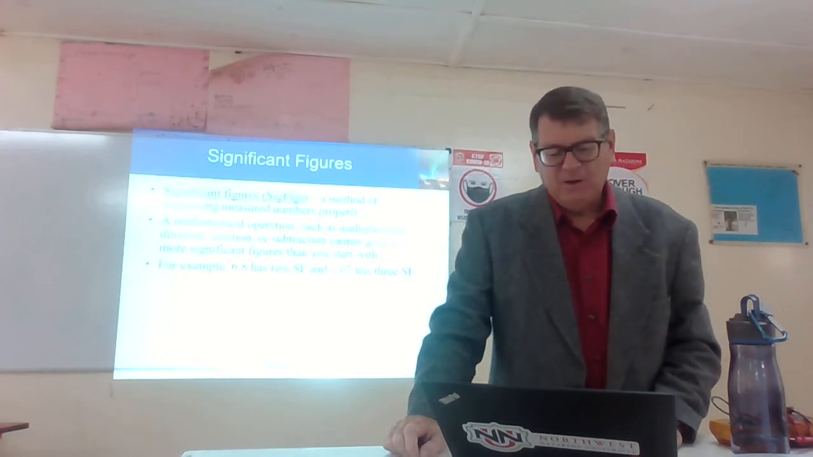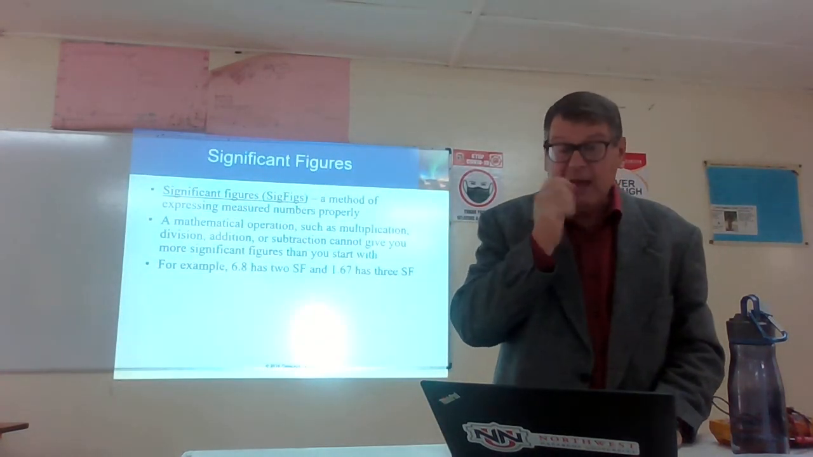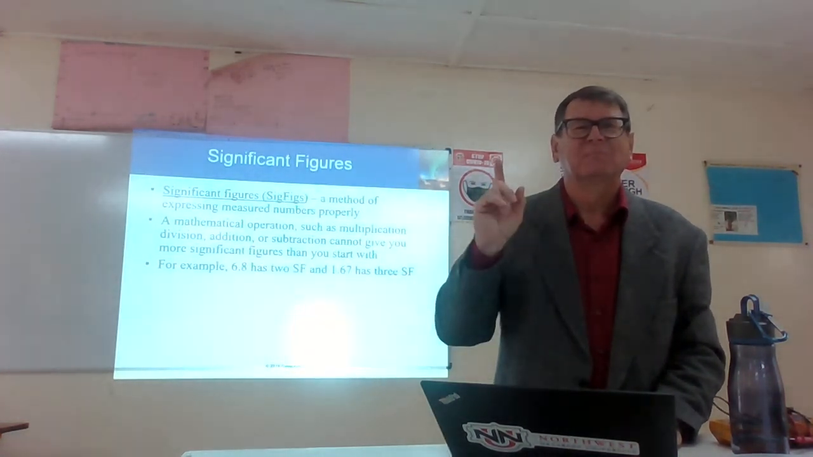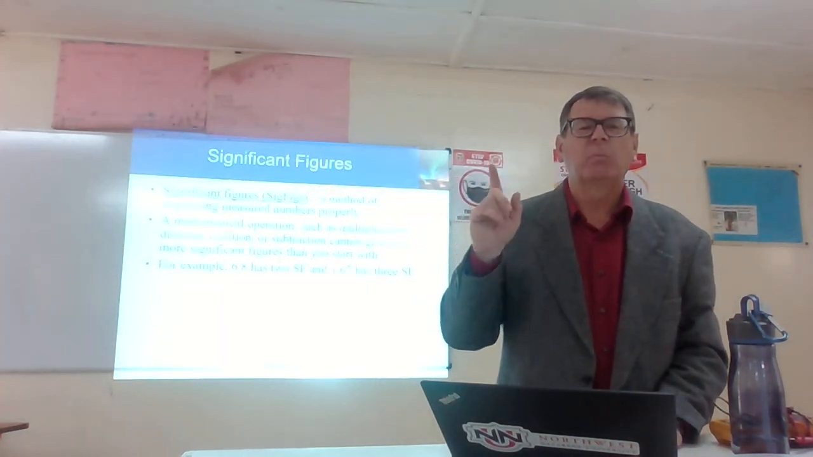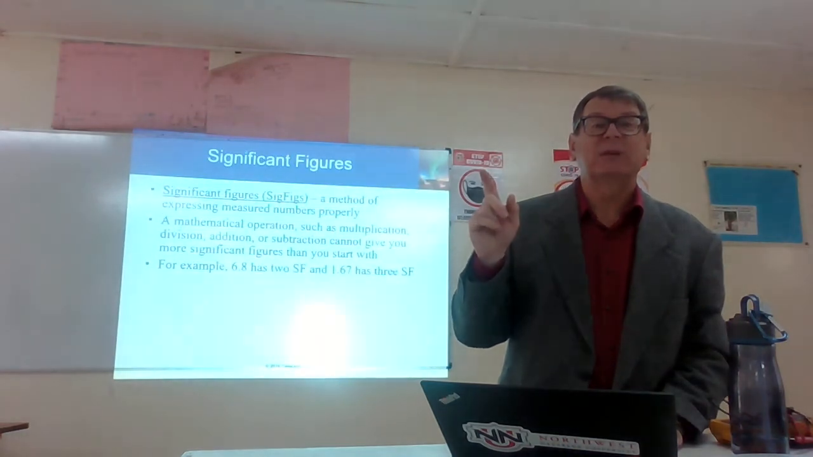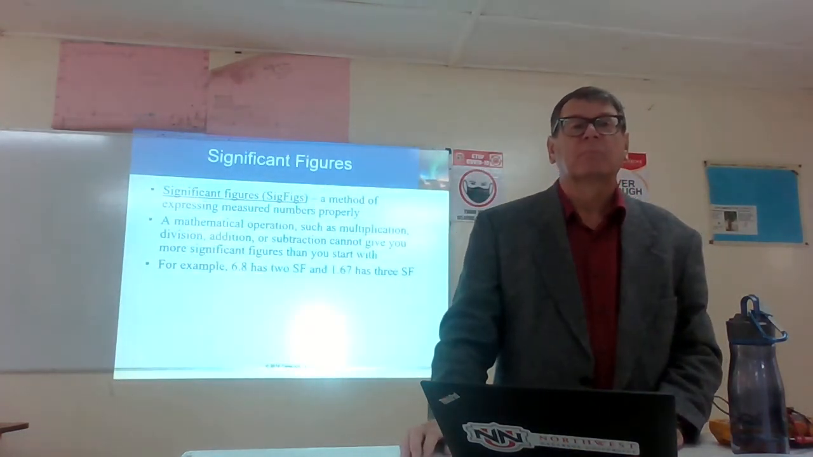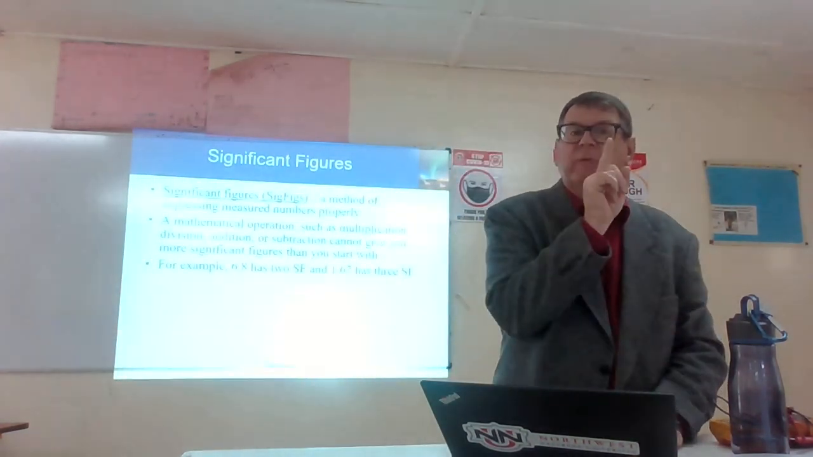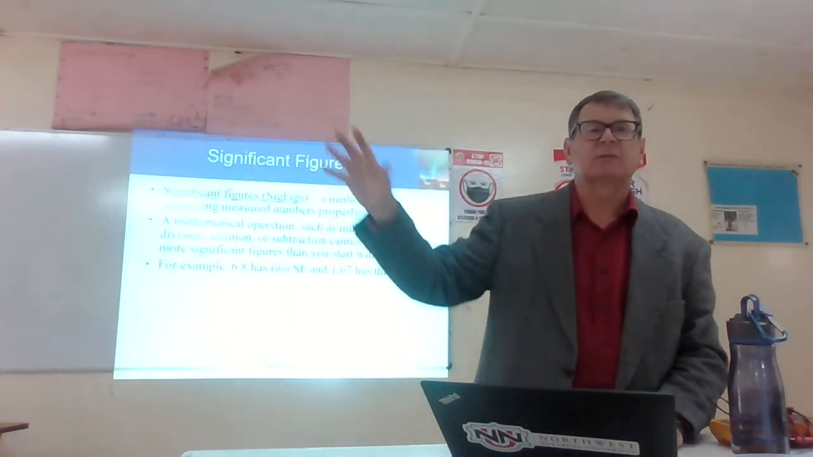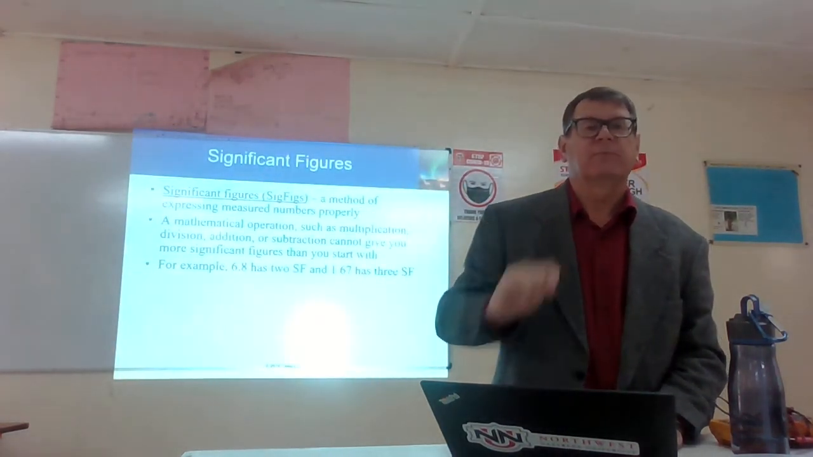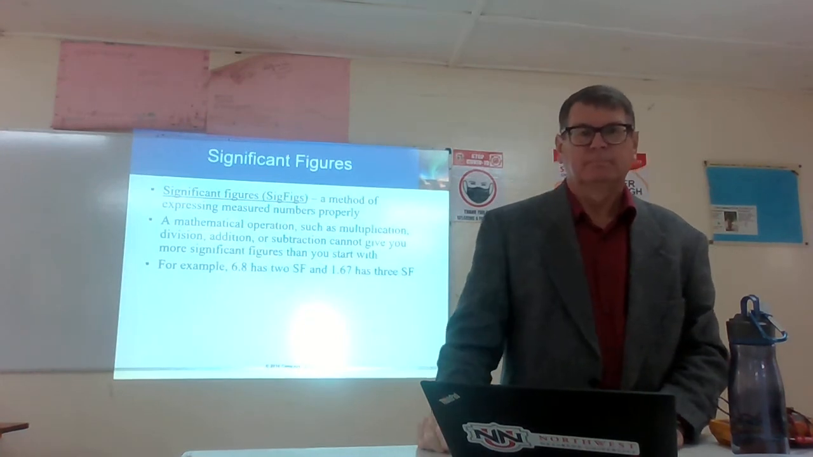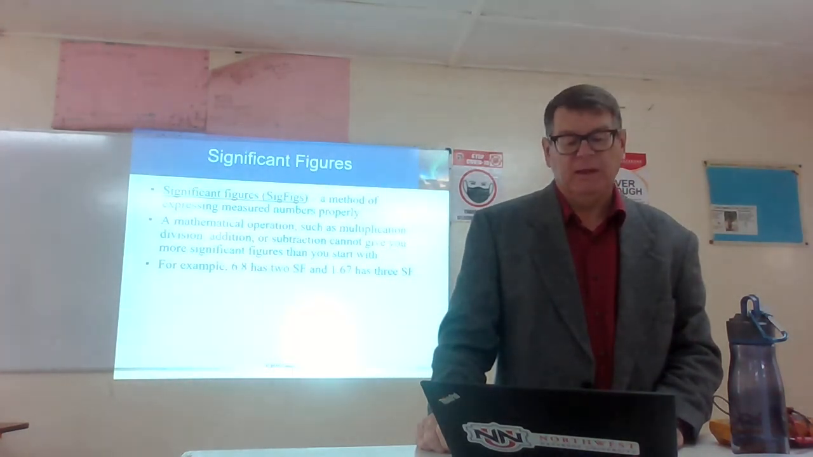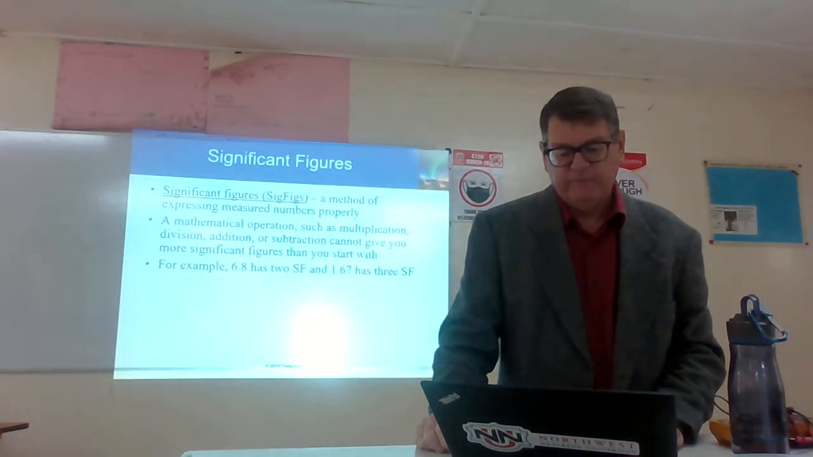A mathematical operation such as multiplication, division, addition, subtraction cannot give you more significant figures than the weakest link. Whatever number in your problem has the least significant digits. You may have five different variables in your problem, five different numbers, but one of them only has two. The others may have six. Guess what the answer must have? Two. Whatever is the smallest number of sig figs, that's the only thing we can do with the answer. We can't keep any other digits.